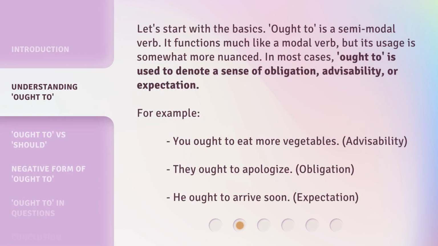Let's start with the basics. Ought to is a semi-modal verb. It functions much like a modal verb, but its usage is somewhat more nuanced. In most cases, ought to is used to denote a sense of obligation, advisability, or expectation.